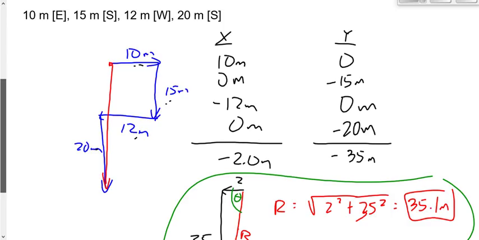If you have it already, like you did in the 3 questions you already worked on, that's great. If you don't have it, then get it by doing the x and y components and then redrawing it like we have right here.